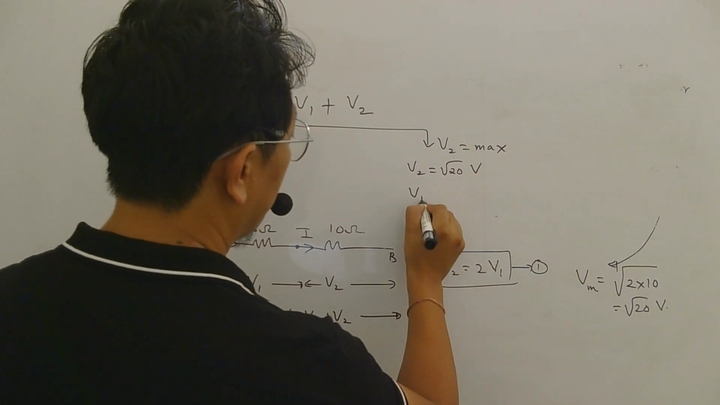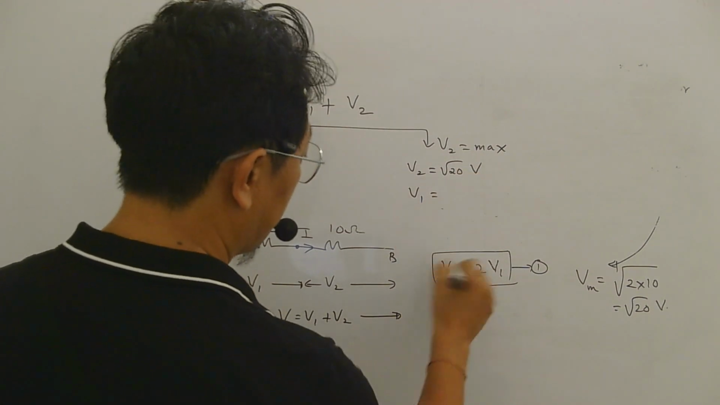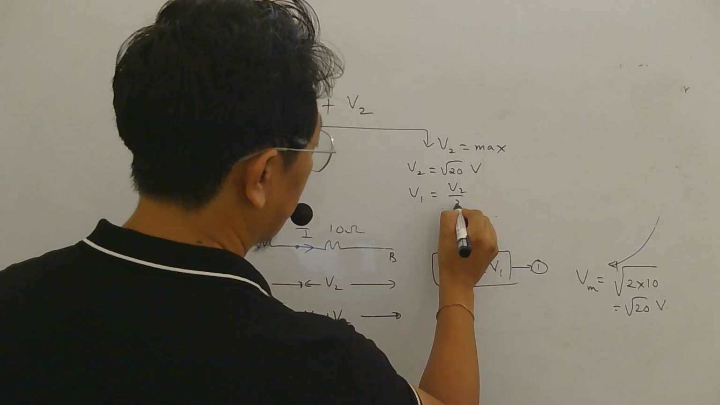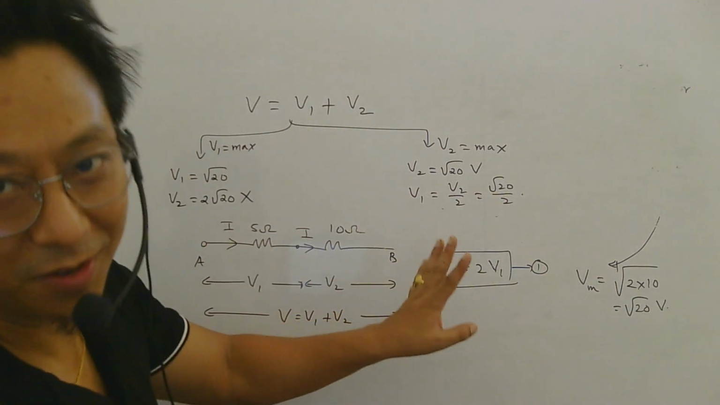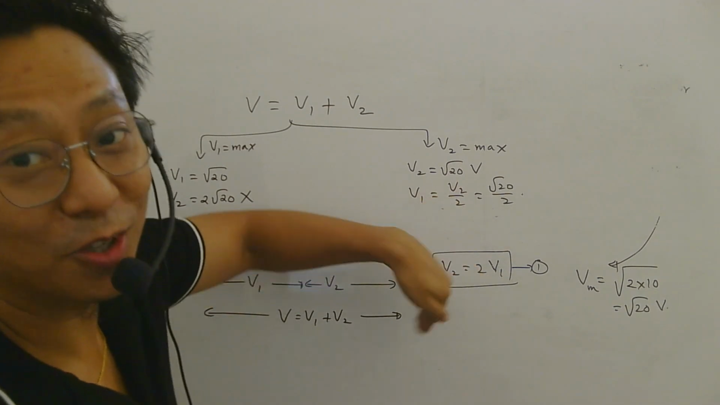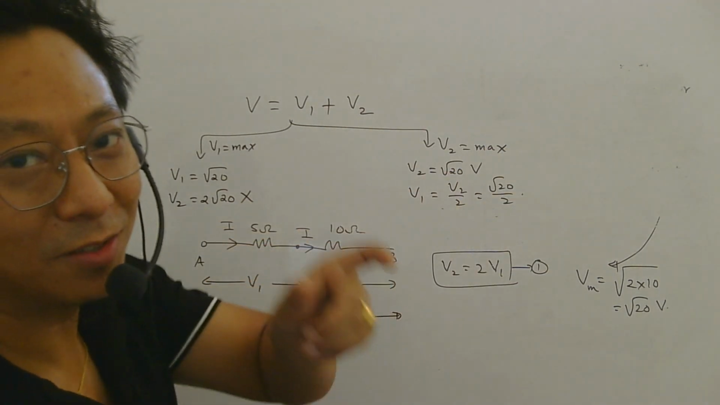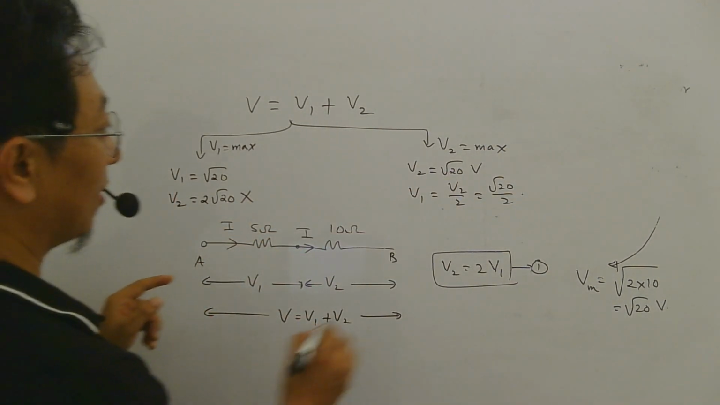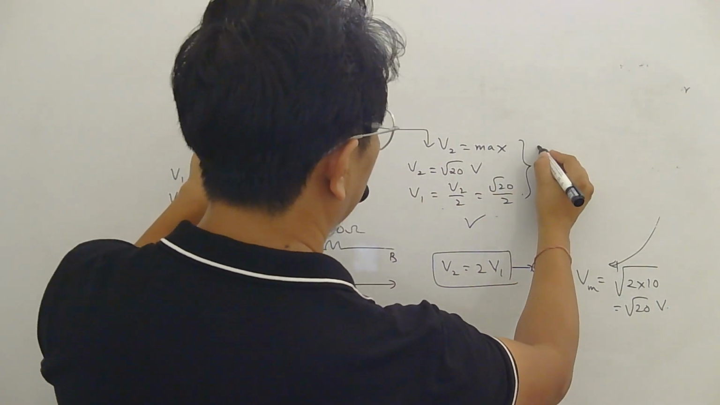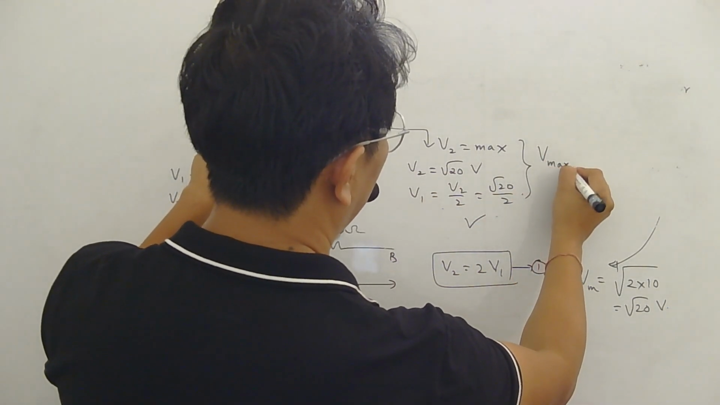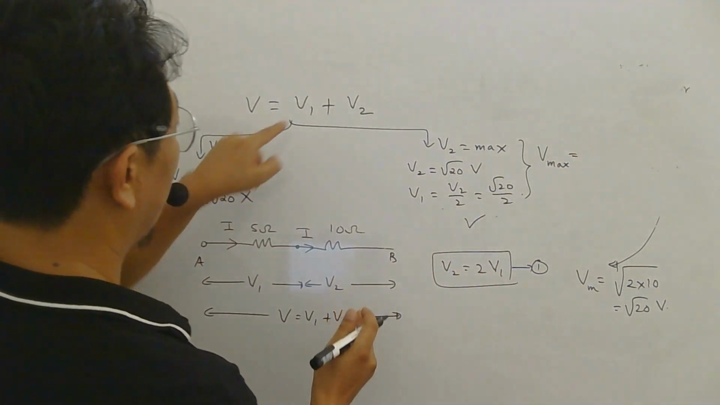Then what will be V1 from here? V2 by 2, which means root 20 by 2. That is allowed, right? That is not a problem because this is not crossing the max voltage for any resistor. So therefore, if I go with this option, which is correct, what will be the maximum voltage that can be applied between A and B?